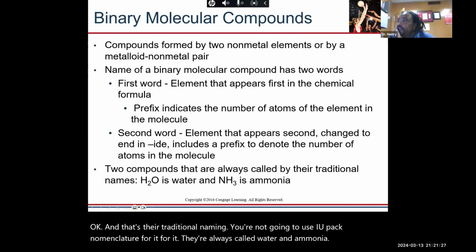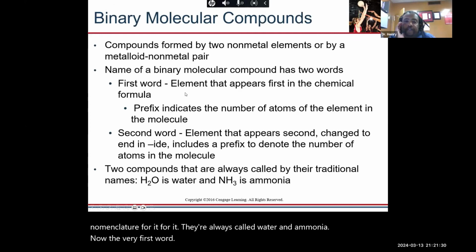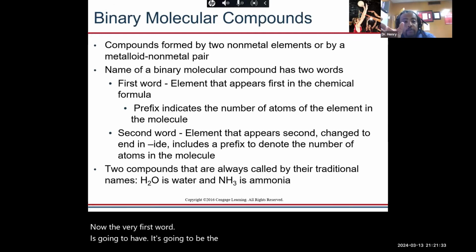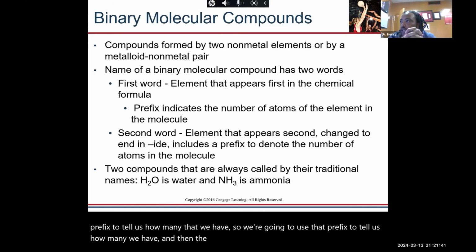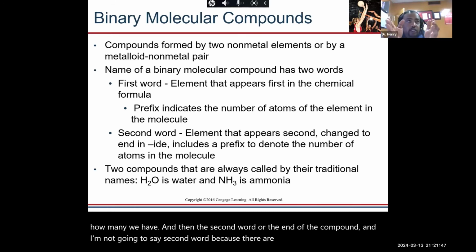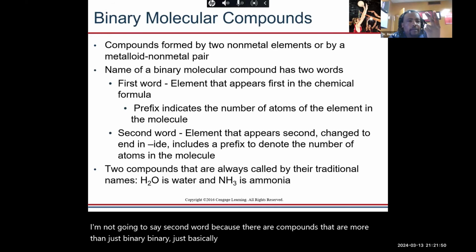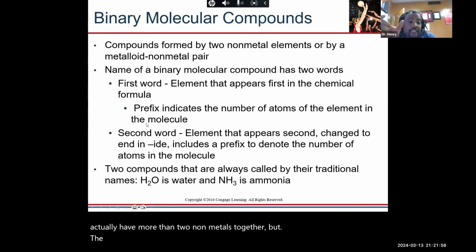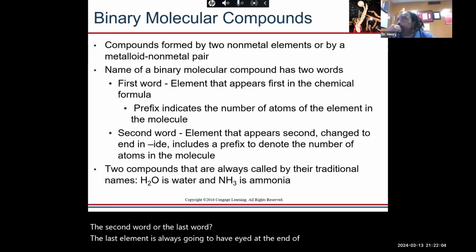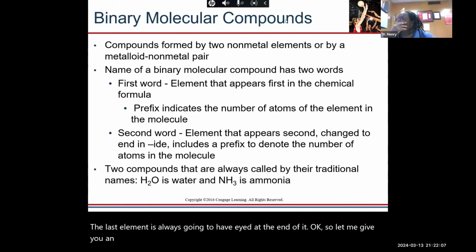Now, the very first word is going to be the element, and then we're going to put a prefix to tell us how many we have. And then the second word, or the end of the compound. I'm not going to say second word because there are compounds that are more than just binary. Binary just basically means two nonmetals together. You could actually have more than two nonmetals. But the last element is always going to have "ide" at the end of it. Let me give you an example, something that you guys know.